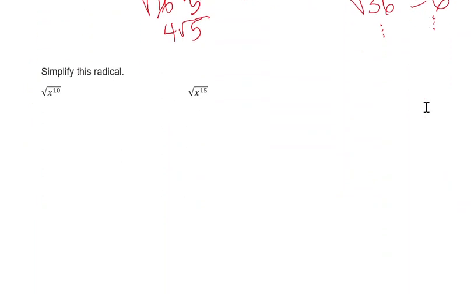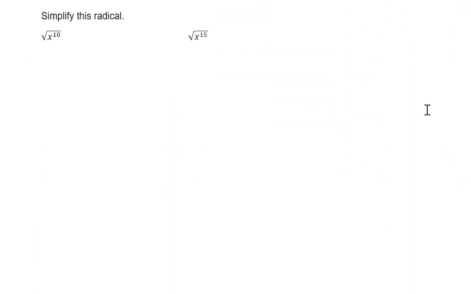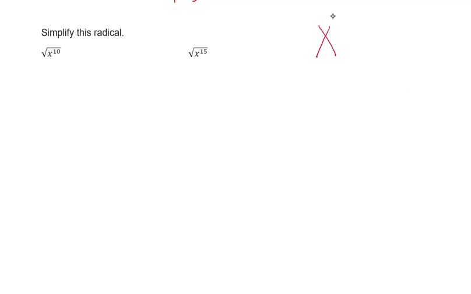We also simplify with variables. Anything that has an even exponent is a perfect square, because when you multiply x to the first times itself, x to the first, you add the exponents and you get x squared. So the square root of x squared is x to the first.